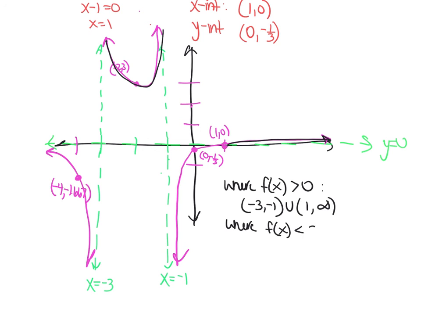And then where is it below? Where is f of x negative? That's from -infinity to -3. And then from -1 until your x-intercept.